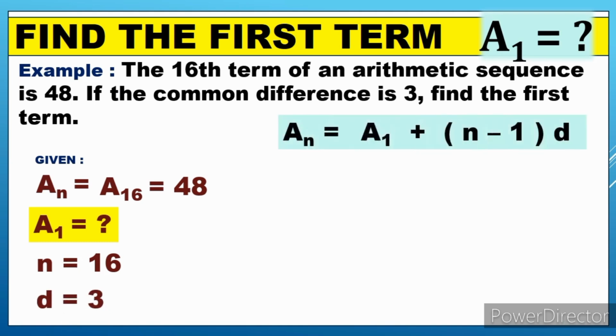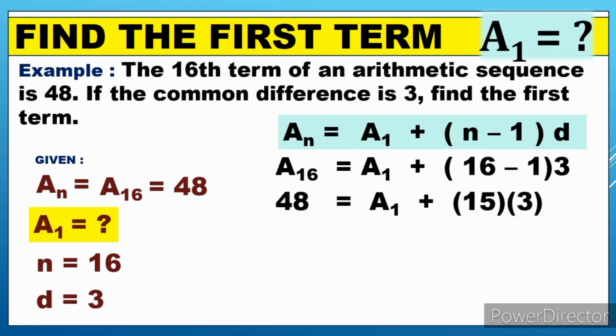So now let's substitute the values in the formula. We have a sub n will be a sub 16. It is equal to a sub 1, which is unknown, plus n is 16 minus 1 times d, which is 3. Okay, next, a sub 16 will be 48. Then it's equal to a sub 1 plus 16 minus 1 is 15 times 3. Okay, then now we have 48 equals a sub 1 plus 15 times 3 equals 45.